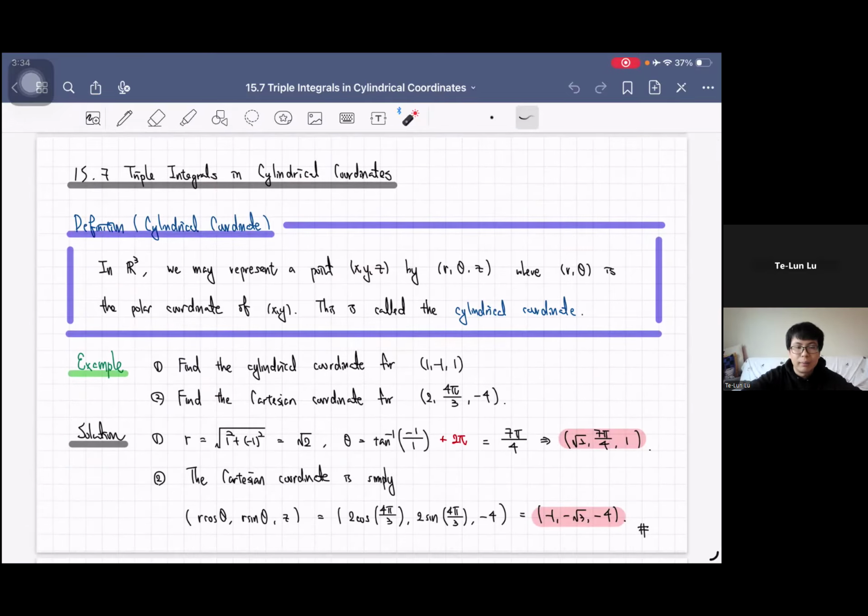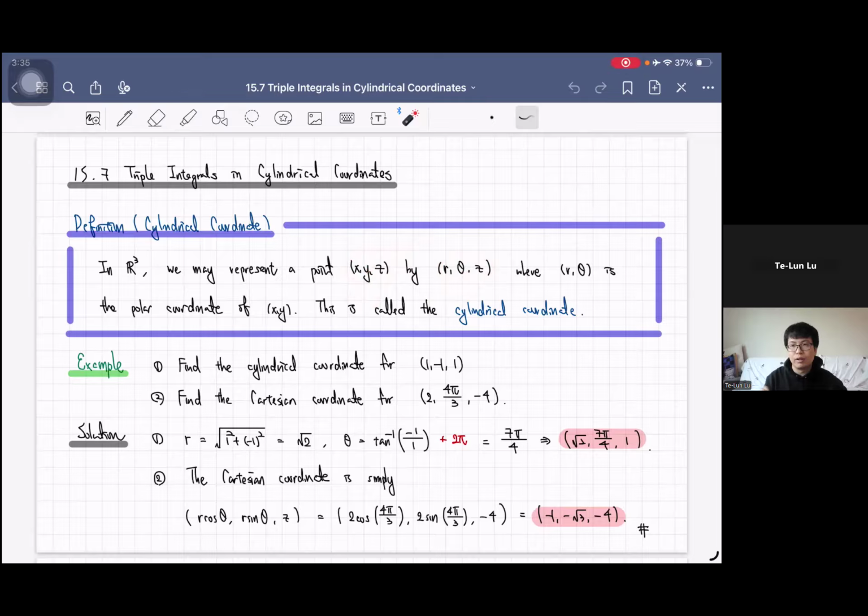In this section, we're learning about the cylindrical coordinates, which is actually not really different from polar coordinates. You can think of the cylindrical coordinate as polar coordinate plus the z coordinate. And it is actually defined in that format. So given a point x, y, and z belonging to R3, a three-dimensional coordinate, we may represent it as r, theta, and z, where z is the same height z, and r, theta is the polar coordinate of x and y.